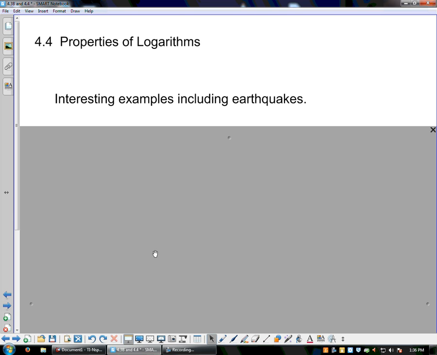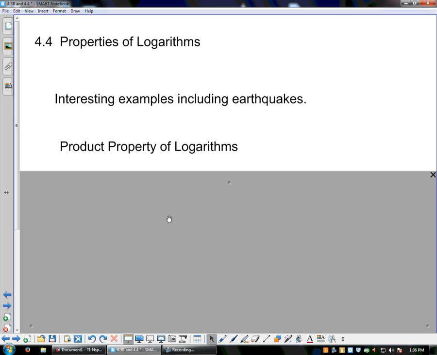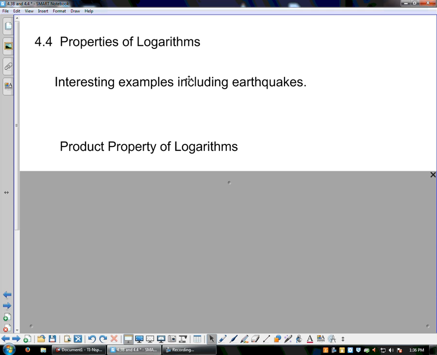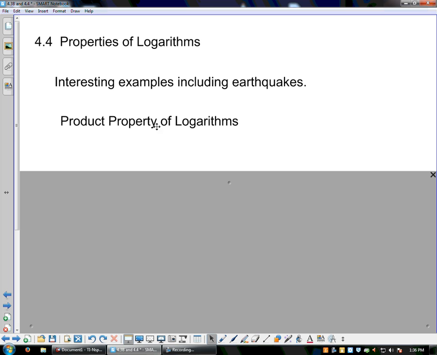So in section 4.4, these are called properties of logarithms. There's lots of interesting examples that you can talk about with logarithms. I even mentioned the earthquake example. And so let's take a look at the product property of logarithms.